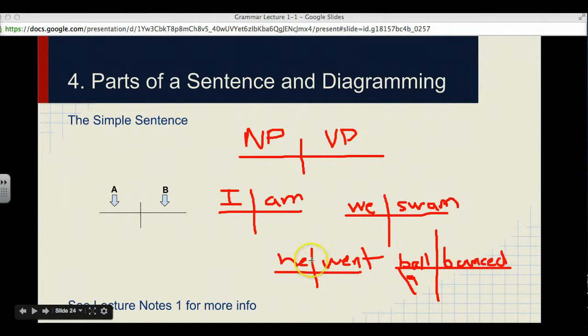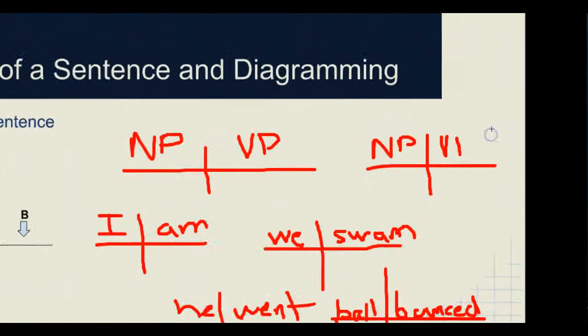So that's the most simple sentence we can diagram right here. And again, we're going to create that with a horizontal line and a vertical line extending all the way through the horizontal line, creating kind of a crosshair right there. Then on the left side, we're going to have our noun phrase. Right side, we're going to have our verb phrase.